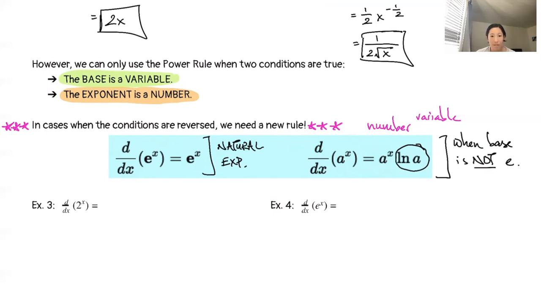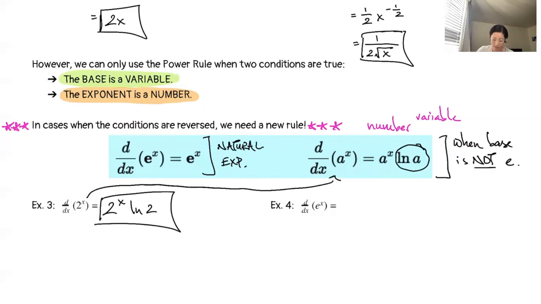All right, so the derivative of 2 to the x. Well, that means I'm going to use the a to the x rule, right? I'm going to go ahead and use this one because my base is 2, it is not e. All right, so the rule says that it's going to be a to the x natural log a. If we fill that in, we'll get 2 to the x natural log 2, and that, my folks, is the derivative. Okay. Now, if we pop over to example 4, this one is our natural exponent. The derivative is just going to be e to the x.